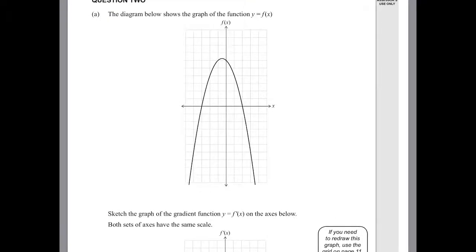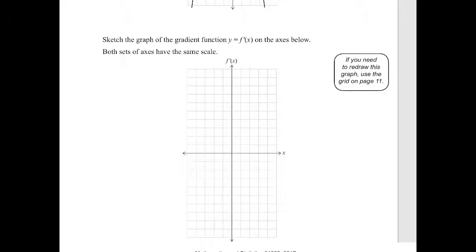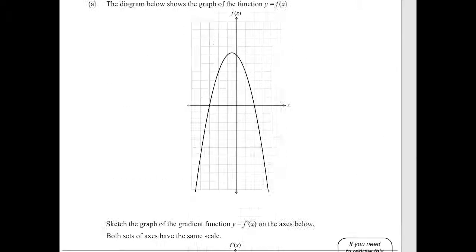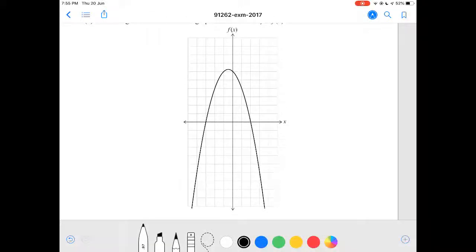The diagram below shows the graph of the function y equals f of x. Sketch the graph of the gradient function y equals f dash of x on the axes below. Both axes have the same set of scales. Alright, so simply we're going to find the equation of the parabola. So that's y equals a(x plus 3)(x minus 2).